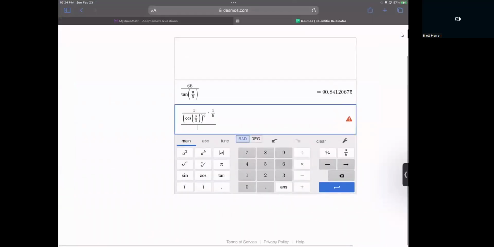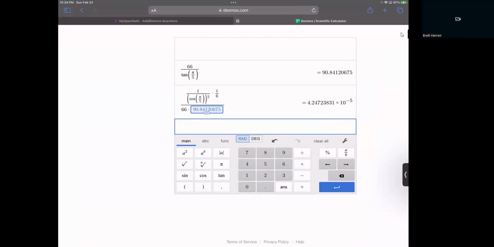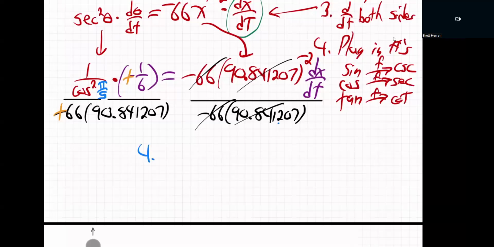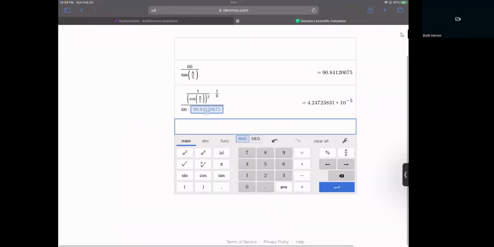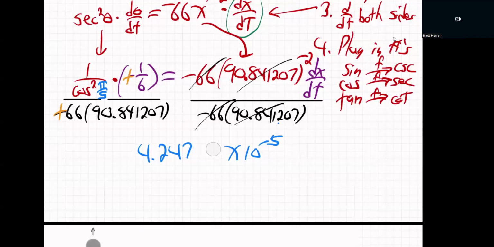That 90 number is still on my screen. It's the last answer. I use the answer button from Desmos. Boom, there we go. Now I'm getting 4.24723, so 4.24723 times 10 to the minus 5. Is that right? 24723. Anyway, times 10 to the minus 5.